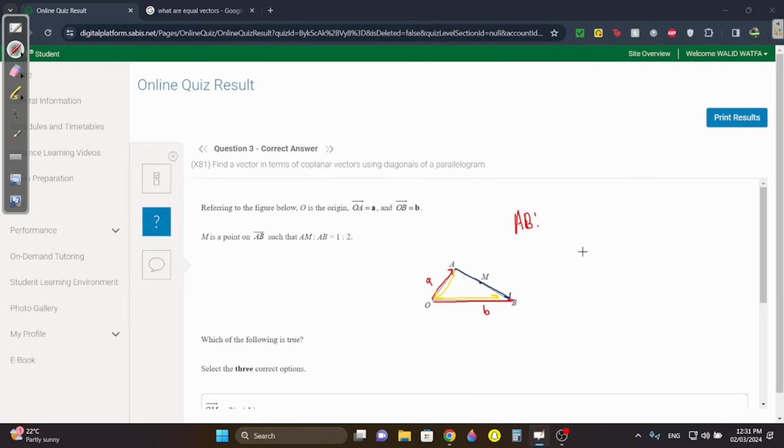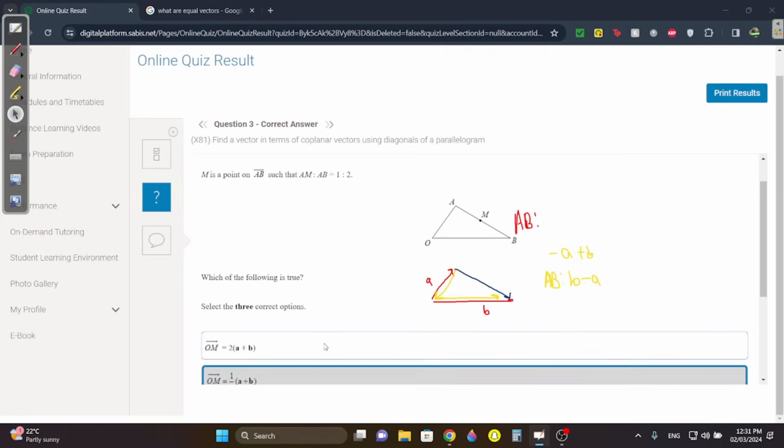A to O is minus A. Why is it minus A? Because OA is A, if we're going down instead of up, so it's going to be minus A. And then from O to B, it's just plus B. So you can say AB is B minus A.